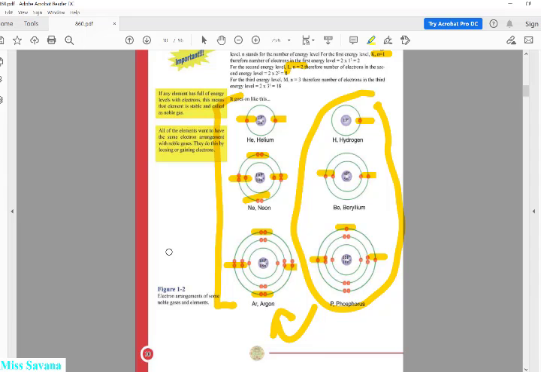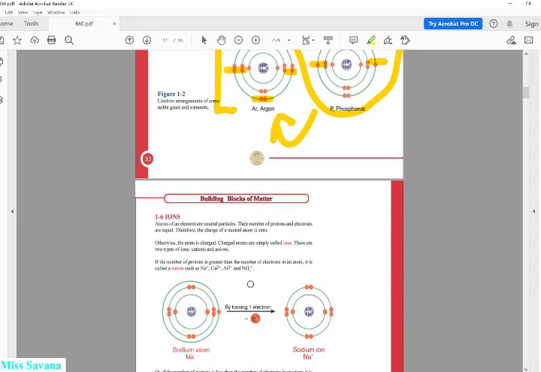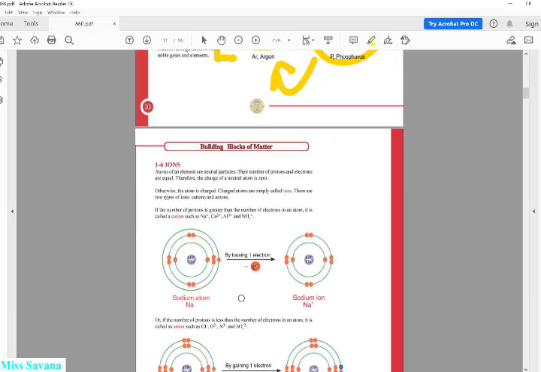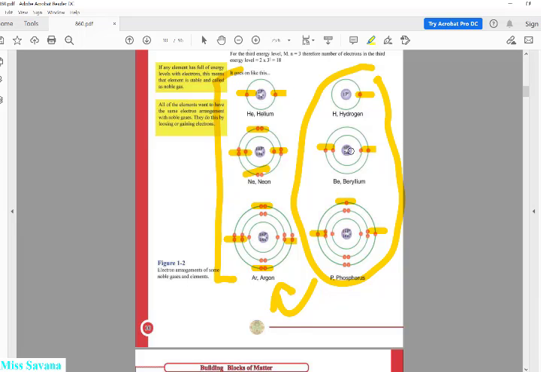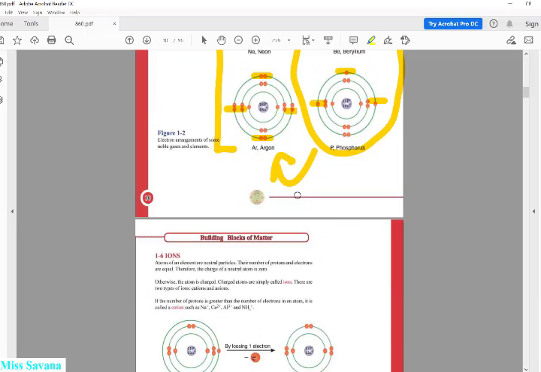So what are they going to do? They're going to turn into something called an ion. What do I mean by ion? Now, atoms of an element are neutral particles. For example, you have phosphorus, beryllium, hydrogen. These we call atoms. They are neutral. What do I mean by neutral?